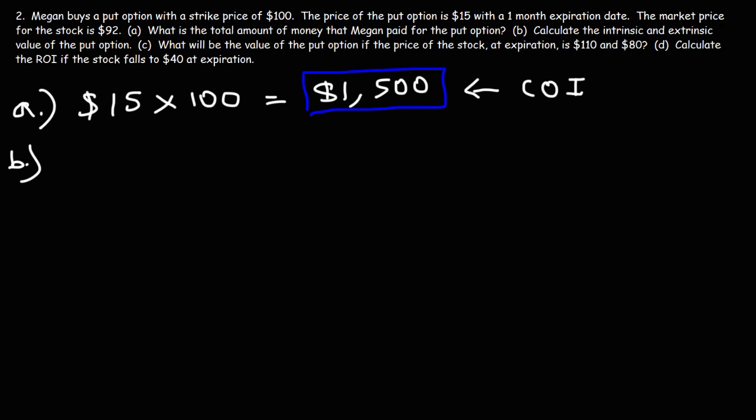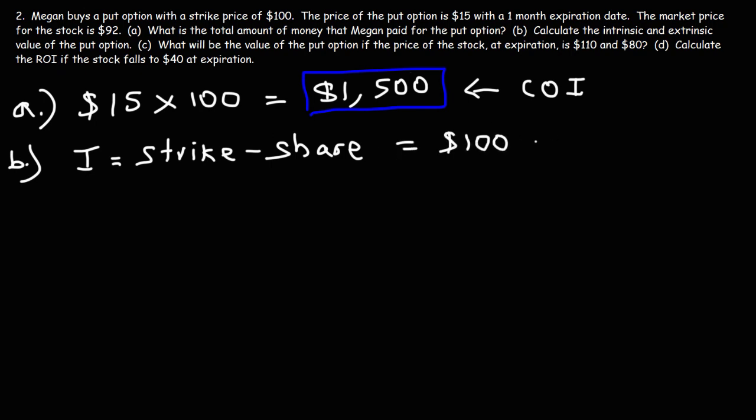Calculate the intrinsic and extrinsic value of the put option. Well, we know how to calculate the intrinsic value. For a put option, we said it's the difference between the strike price and the share price. So the strike price is 100, and for this problem, the share price is $92. So the intrinsic value of the put option is $8.